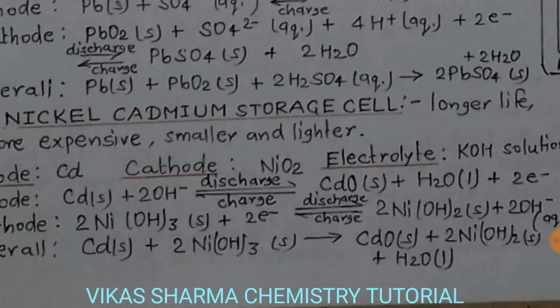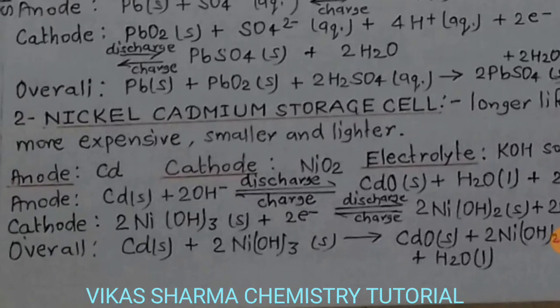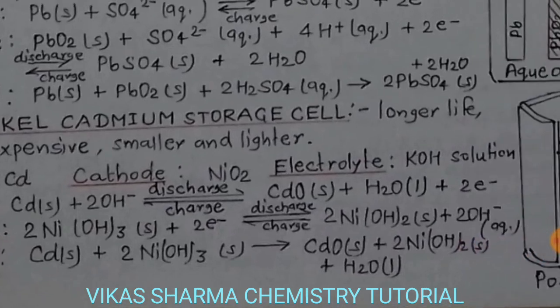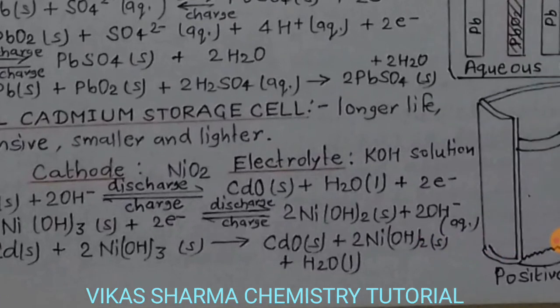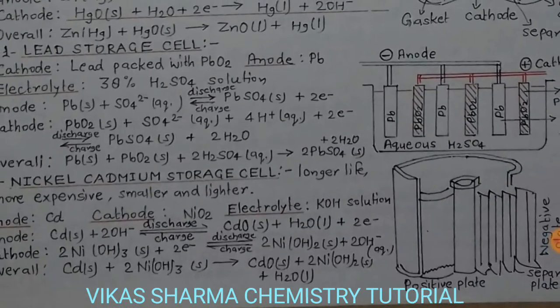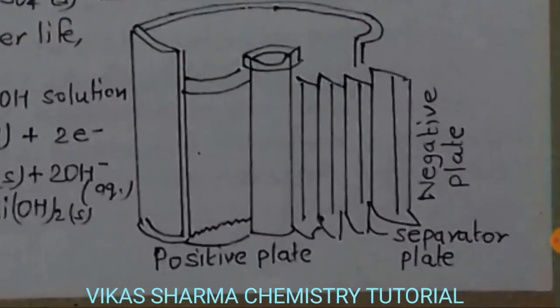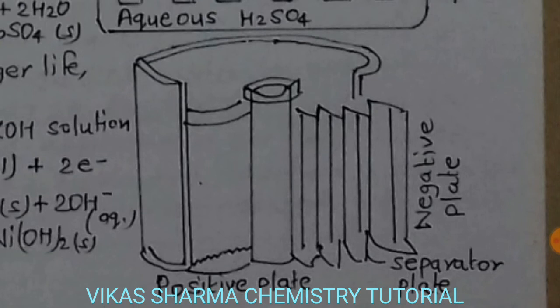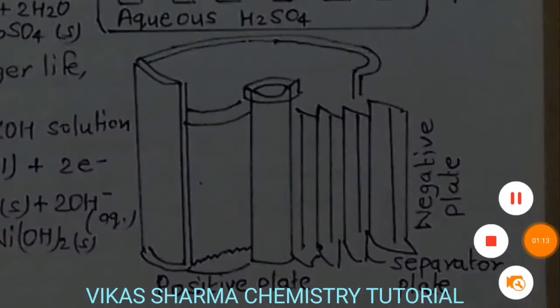In the charge condition the reaction is reversible. At the cathode, nickel hydroxide plus 2 electrons, and in discharge they give nickel hydroxide and 2 hydroxide. So these are the overall reactions you have seen, students, and this is the formation of the nickel cadmium battery: the negative plate, the separator plate and a positive plate.